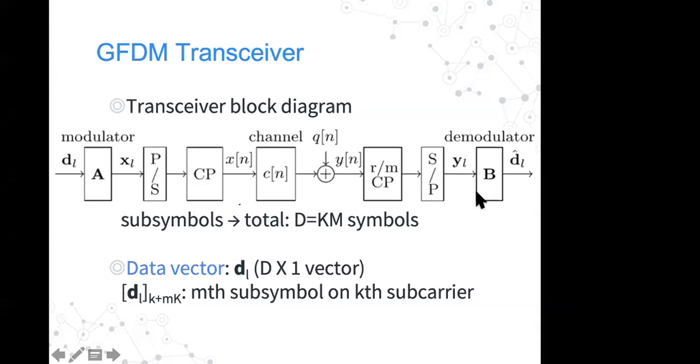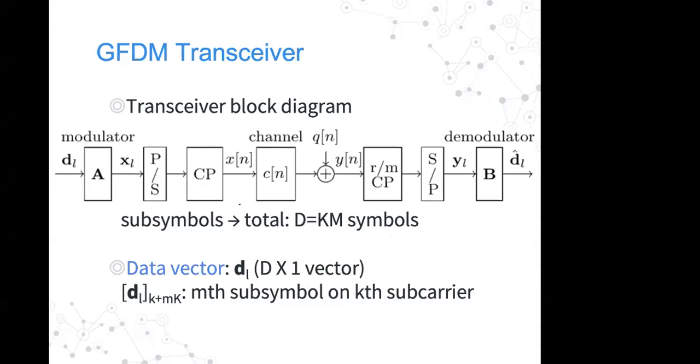How it is different from OFDM, that is the concern for us, right? So the subsymbols, what I am saying, total is equivalent to D. The D is K into M symbols. So D means your data vector. Then the small d, d of l, that means a D cross 1 vector. This d of l, with l equal to k plus Mk, is the mth symbol on the kth subcarrier.